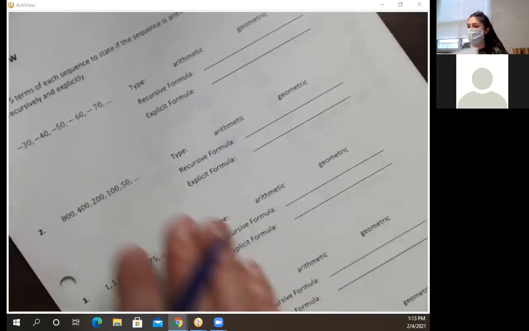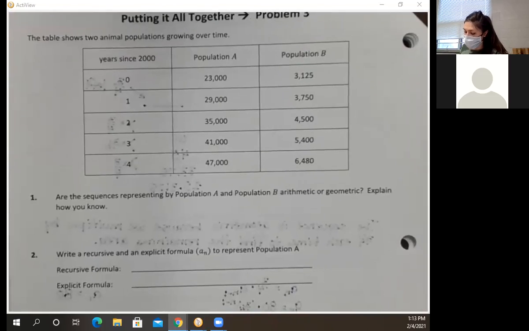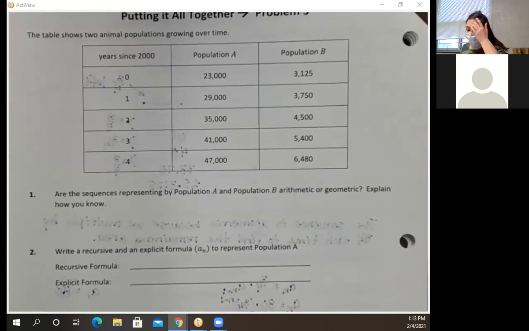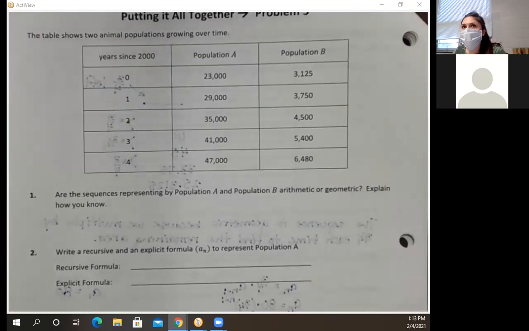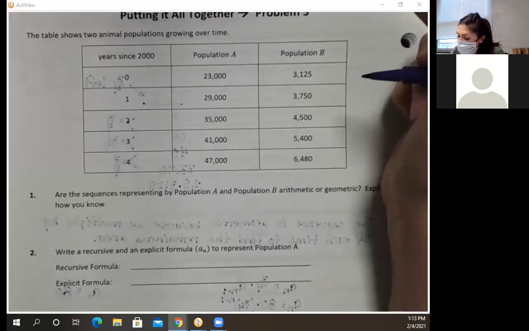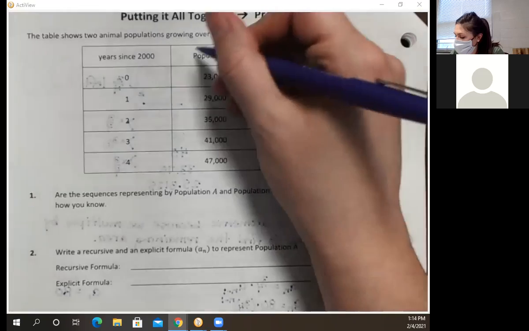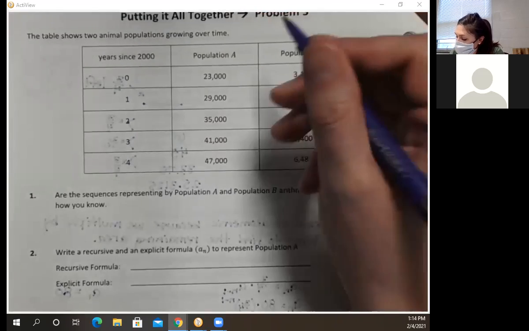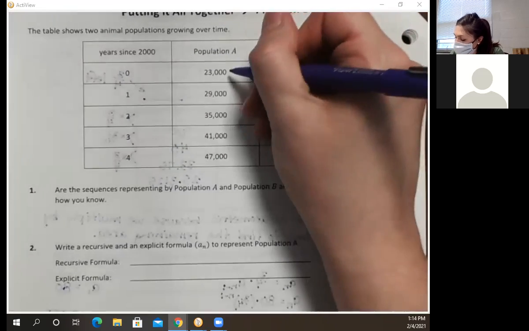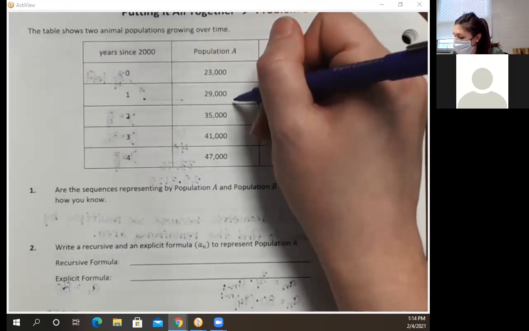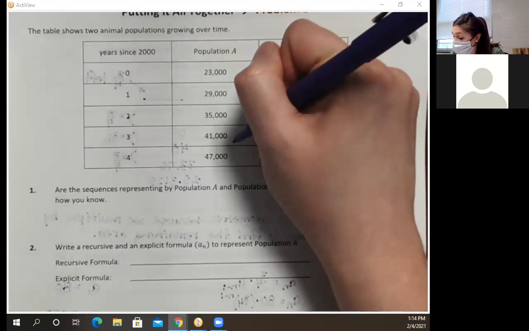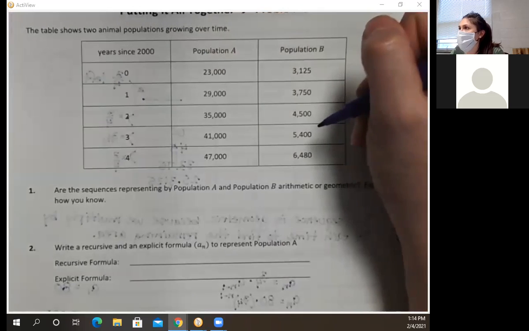Okay, we've got one more we're going to look at for today. I'm going to help you with the setup on this, and then I want you guys to write the formulas. So for problem number 3 on the next page, page 18, this says that the table shows 2 animal populations growing over time, population A and population B. Population A starts with a population of 23,000, and then 29,000, and then 35,000, and then 41,000, and then 47,000.